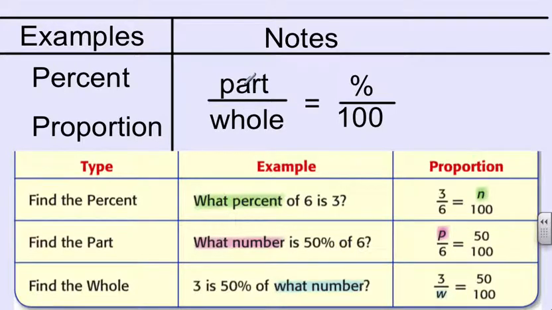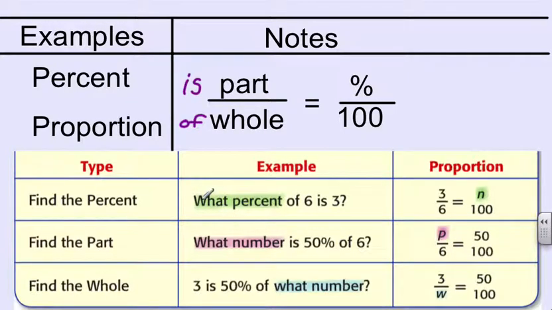In class we talked about part over whole equals percent over 100, and as we kept working through this we realized that there was some sort of pattern, and there was a pattern that also stated that the part is signified by the word is and the whole by the word of. So this helped us in solving some of our problems.